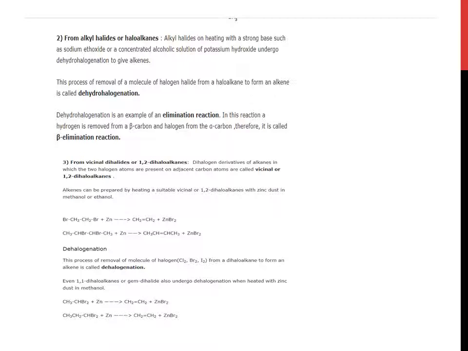So what is dehalogenation? The process of removal of a molecule of halogen from a dihaloalkane to form an alkene is called dehalogenation. Even 1,1-dihaloalkanes or gem dihalides also undergo dehalogenation when heated with zinc dust in methanol. CH3CHBr2, that is 1,1-dibromoethane, when treated with zinc gives CH2=CH2 and ZnBr2. Now one more example, CH3CH2CHBr2 and zinc gives an alkene and ZnBr2.